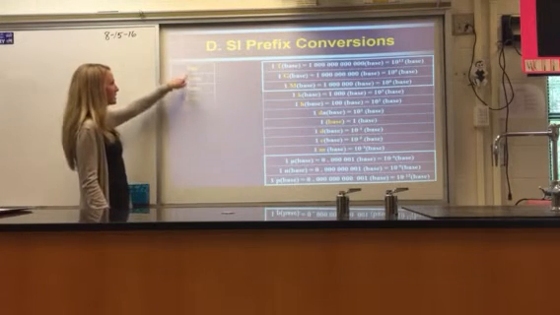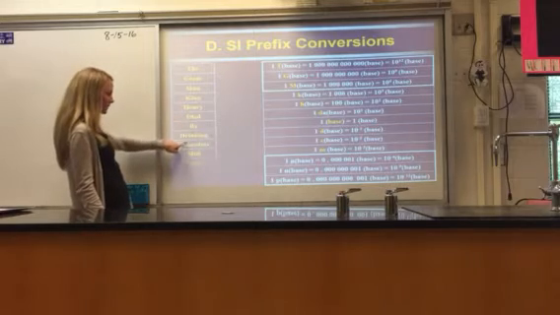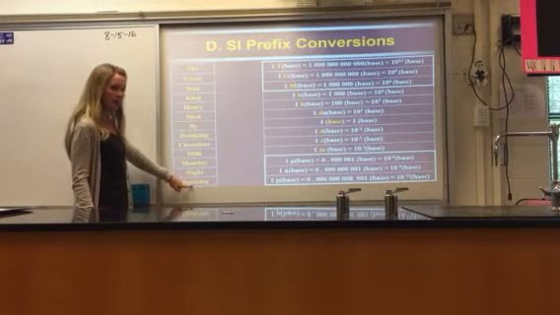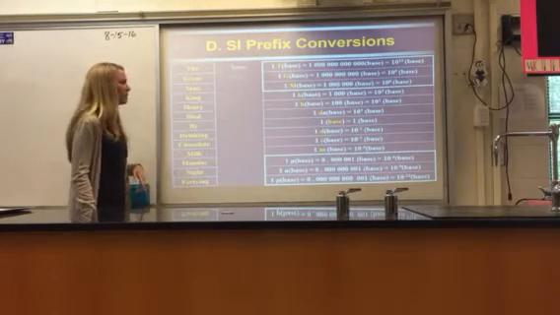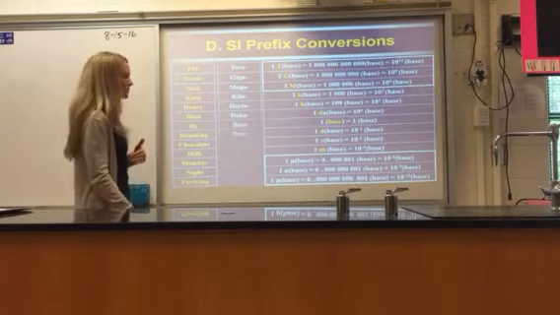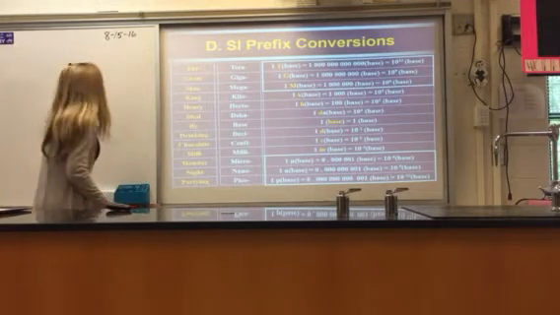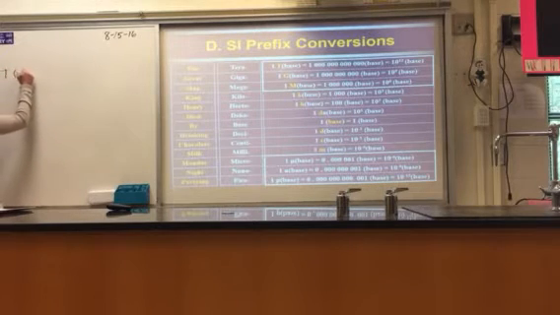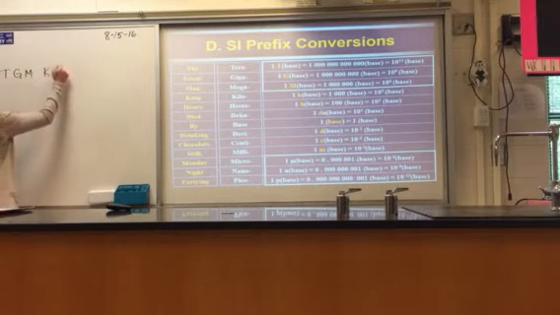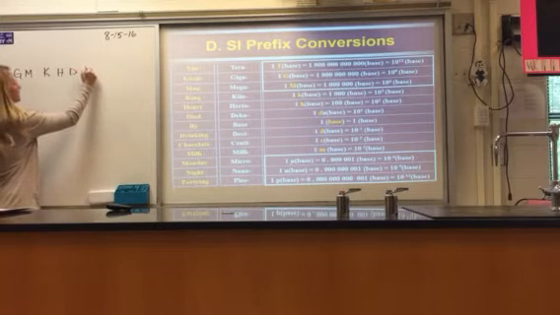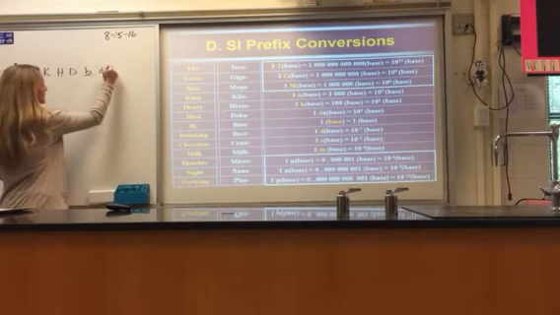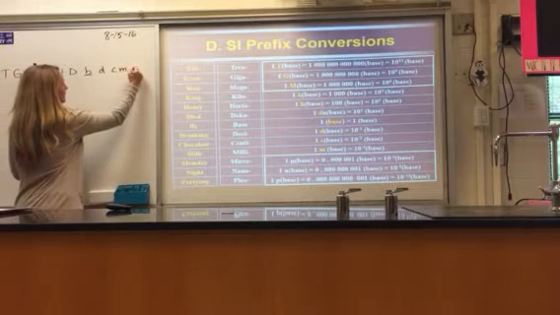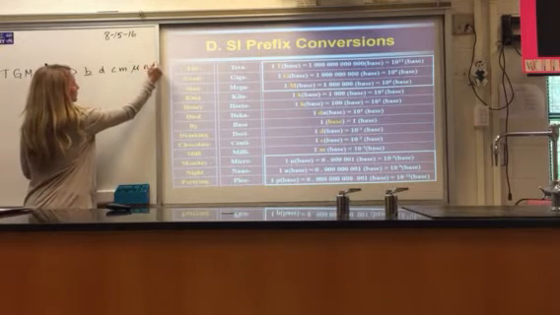The great man, Tera, giga, mega. King Henry died by drinking chocolate milk. Monday night partying, micro, nano, pico. Just another way to help you try to memorize those. Some people like to write it out in a string of them like this. Tera, giga, mega, kilo, hecto, deca, base units, deci, centi, milli, micro, nano, pico.